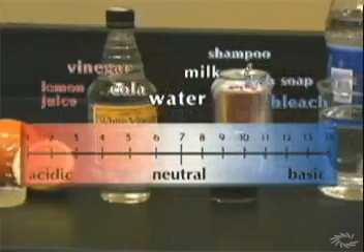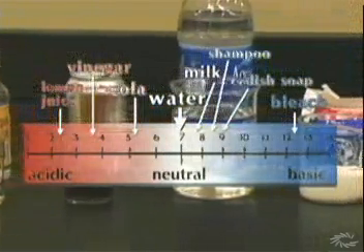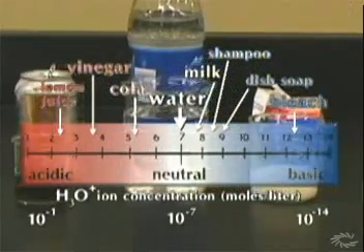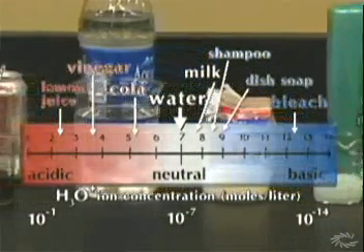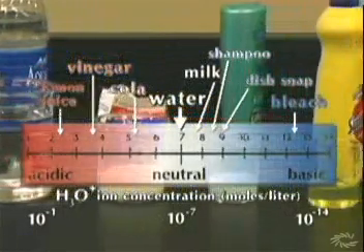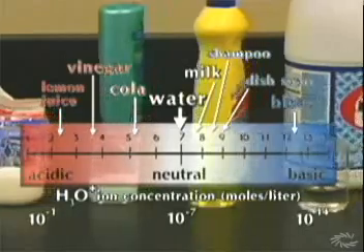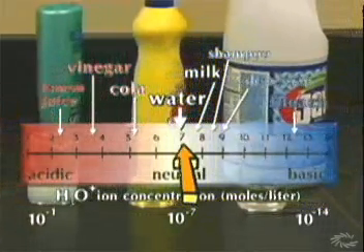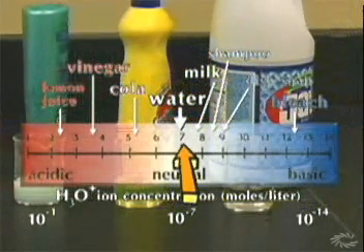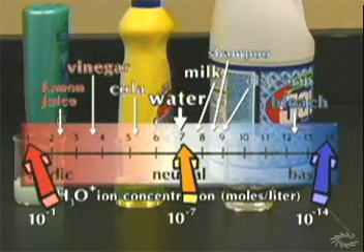This is the pH scale. Some common solutions and products are listed above. The pH scale is in the center, and the measure of H3O+ is shown below. The pH scale is a measurement of the amount of H3O+ ions in the solution. Water is 10 to the minus 7 mole. The others range from 10 to the minus 1 to 10 to the minus 14. The pH number comes from the exponent.